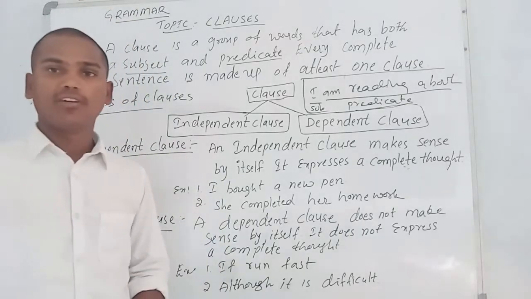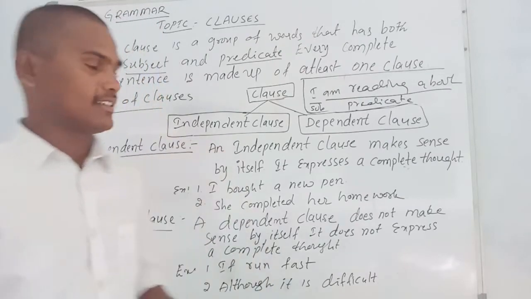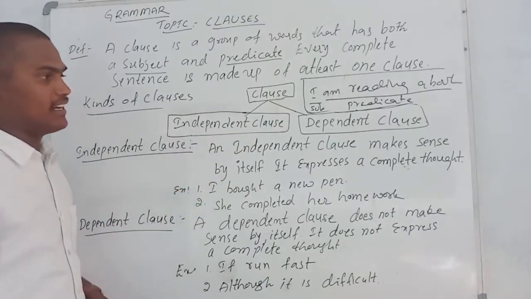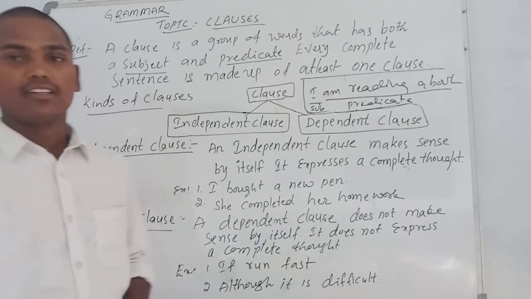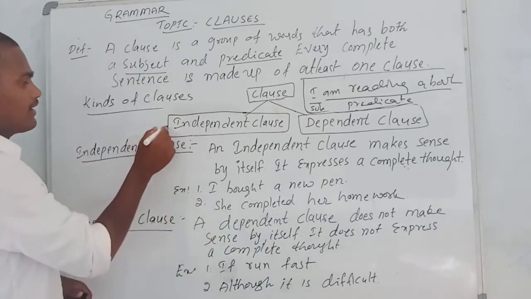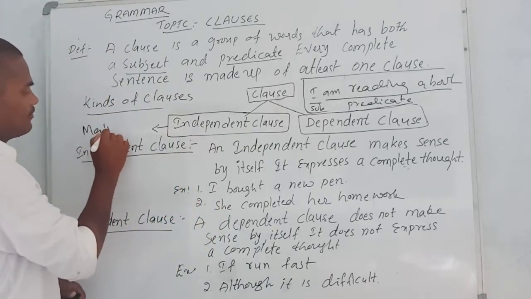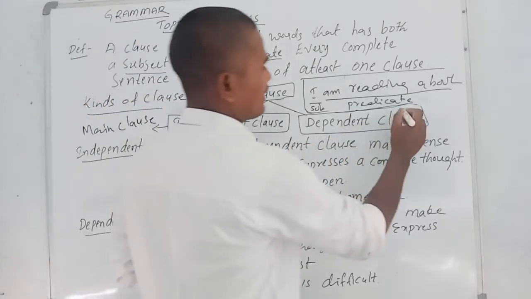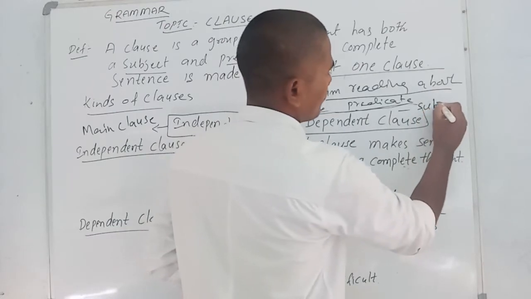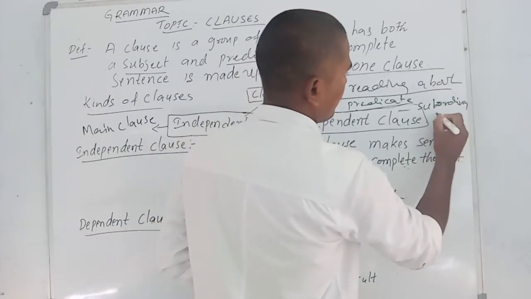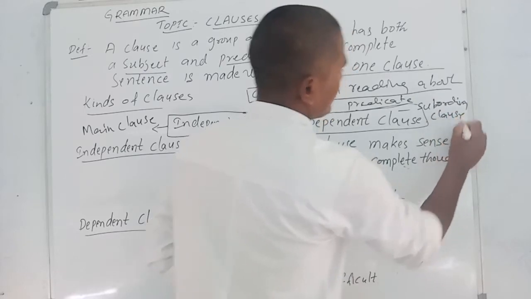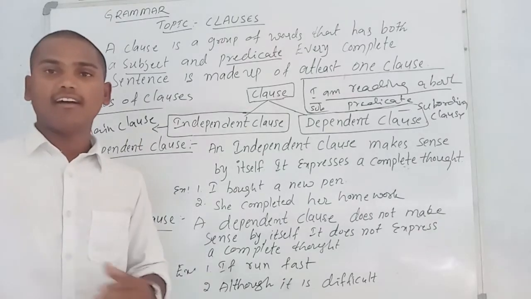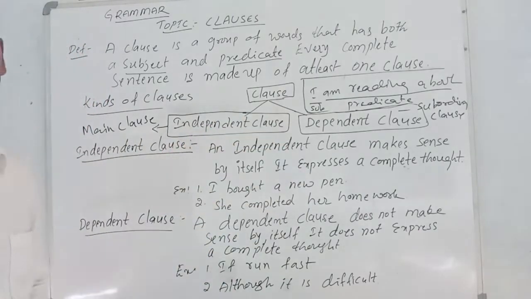Now I am going to explain the kinds of clauses. The kinds of clauses are two types. One is the independent clause and one is the dependent clause. We call the independent clause by another name, the main clause. In the same manner, we call the dependent clause by another name, the subordinating clause. So main clause and subordinating clause are other names of independent and dependent clauses.